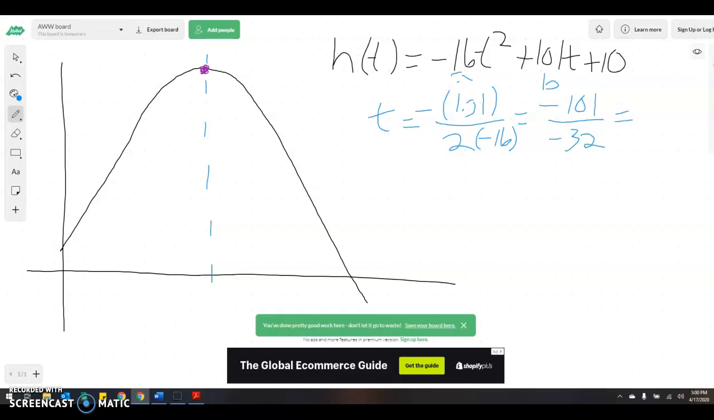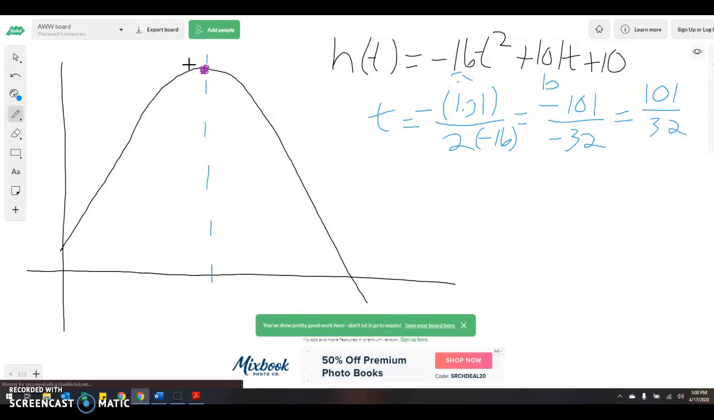And again, you can plug that into your calculator, use alpha y equals, and it'll give you a nice simplified fraction. But it doesn't simplify. And so this time we end up with 101 over 32. And that's how long it takes to get from our starting point to the axis of symmetry. Right? But that's not what the question's asking. It's saying, how high is it?